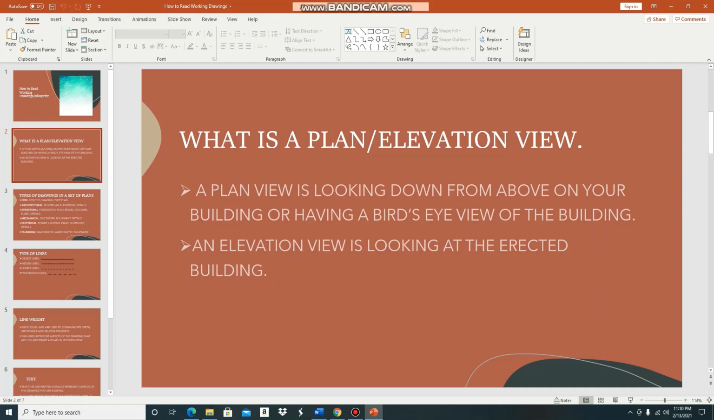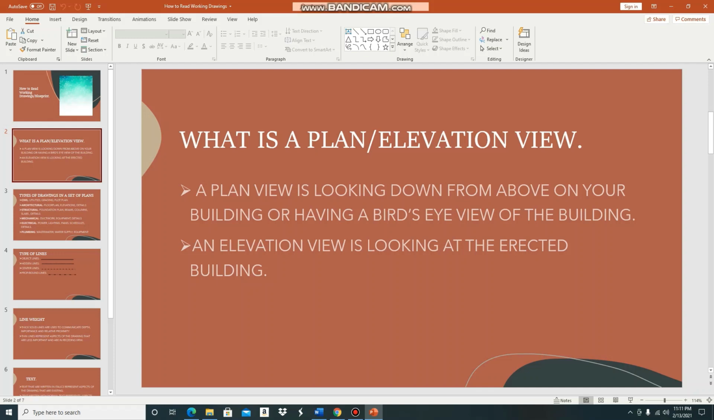So whenever you come across the word plan on your set of blueprints, it just means that you're looking down on the structure. And elevation now is where you're looking directly on the erected building, when the building is fully erected out of the foundation up to your roof height. So your elevation is just looking at the erected structure, or you're looking at the structure dead on.